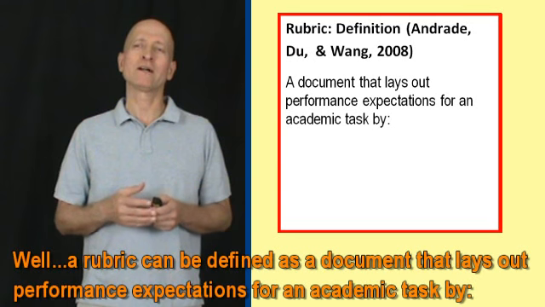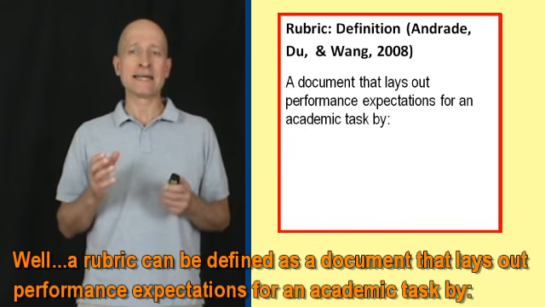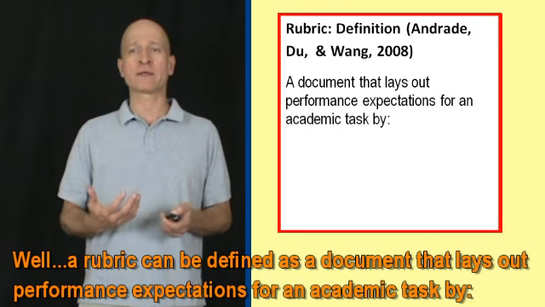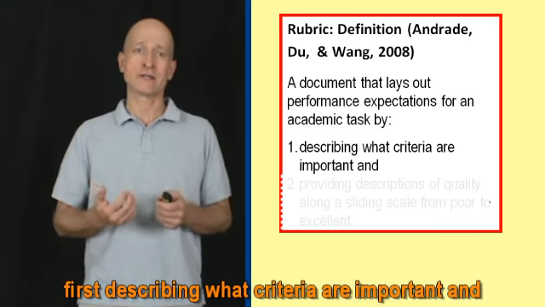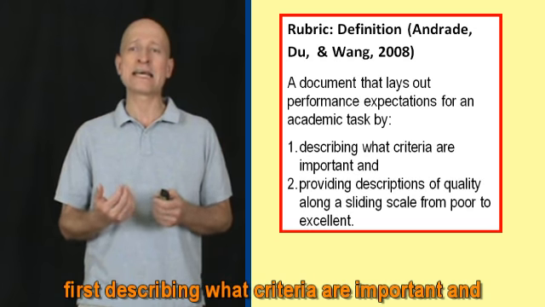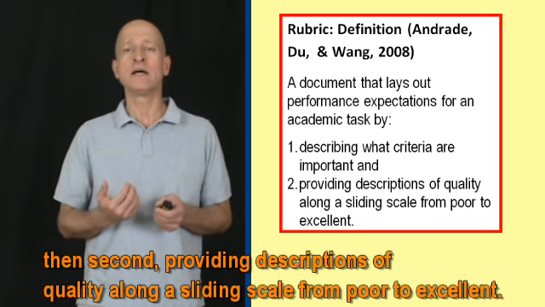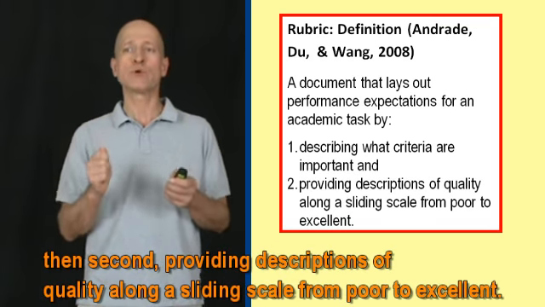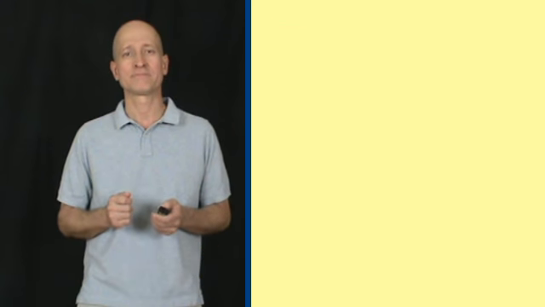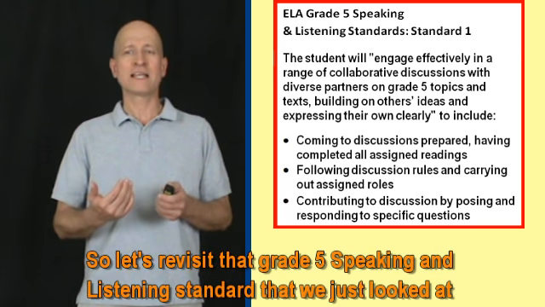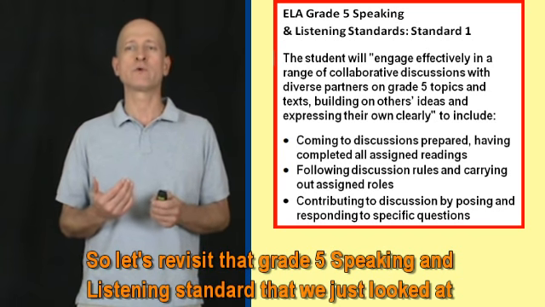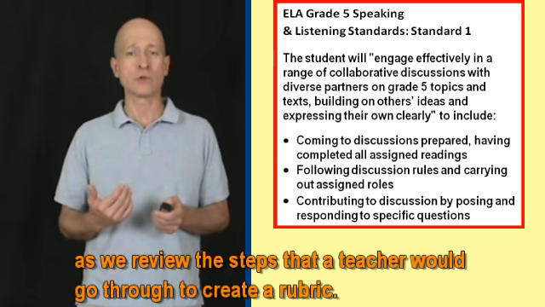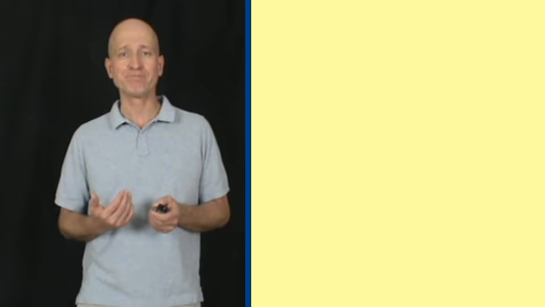But what is a rubric? Well, a rubric can be defined as a document that lays out performance expectations for an academic task by first describing what criteria are important, and then second, providing descriptions of quality along a sliding scale from poor to excellent. So, let's revisit that Grade 5 Speaking and Listening Standard that we just looked at as we review the steps that any teacher would go through to create a rubric.